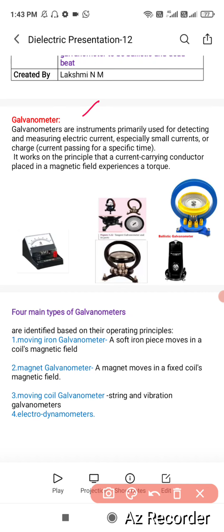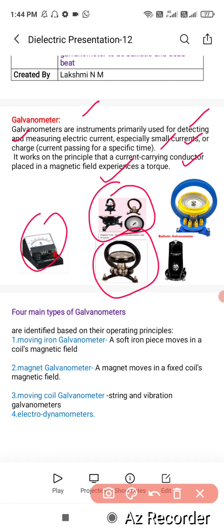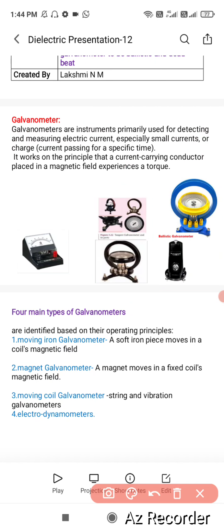Galvanometers are instruments primarily used for detecting and measuring electric current, especially small currents or charge passing for a specific time. It works on the principle that a current carrying conductor placed in a magnetic field experiences torque. We are familiar with this, and in your laboratories we can see the galvanometer types.